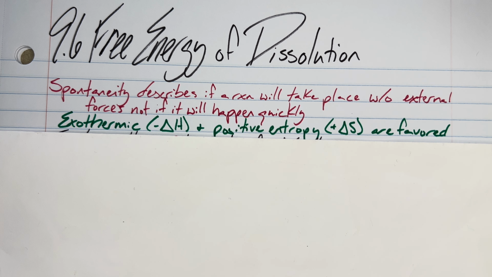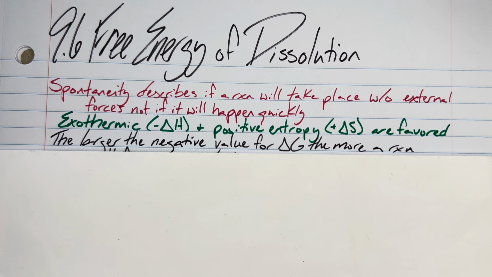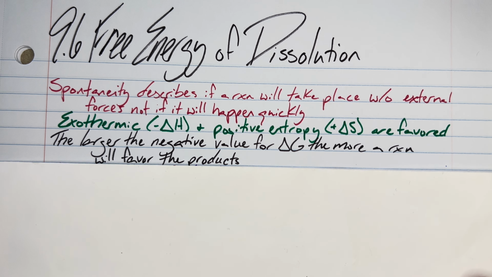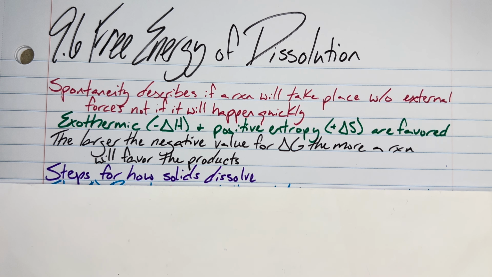Exothermic, or negative delta H, and positive entropy, positive delta S, reactions are going to be favored, meaning that they will happen spontaneously. The larger the value for the Gibbs free energy, or delta G, the more a reaction will favor the products, meaning the more the reaction will actually take place and occur.